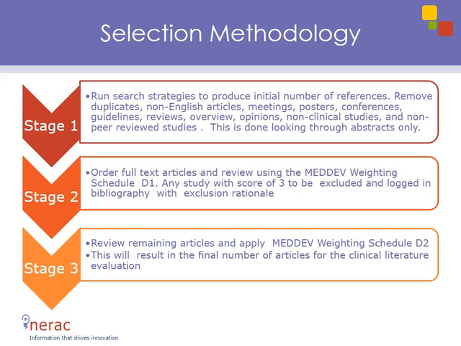Stage 2, the remaining articles from Stage 1 are sent to the client for final approval for the full text. Once the full text is ordered, we'll use weighting schedule D1, which is cited in the MedDev guideline, and any article with a score of 3 will be excluded. I'll go into more detail on that in the next couple of slides. Stage 3 will review the remaining articles and apply MedDev weighting schedule D2, and this will result in the final number of articles for the clinical literature evaluation.